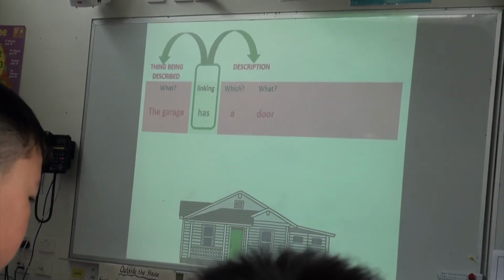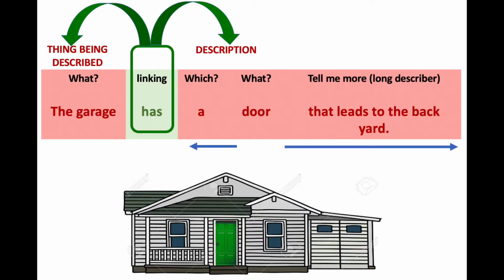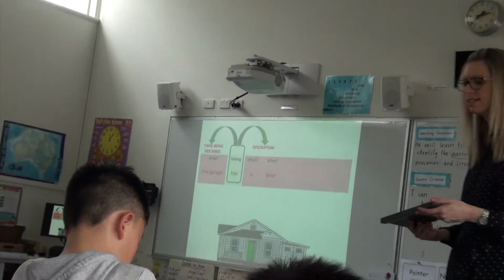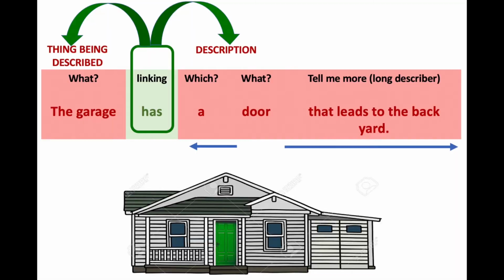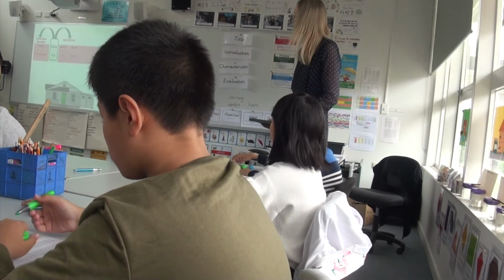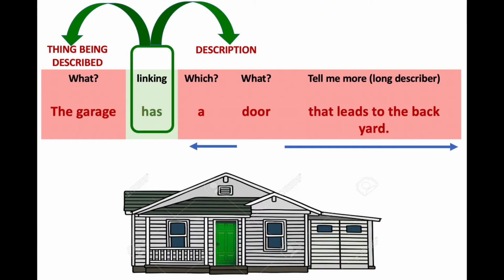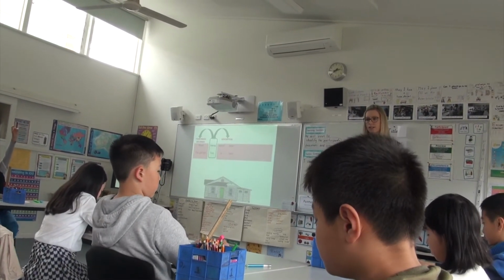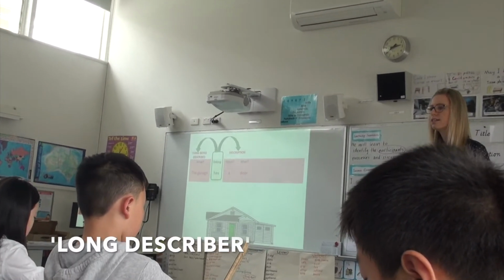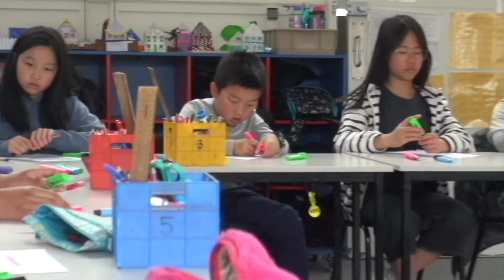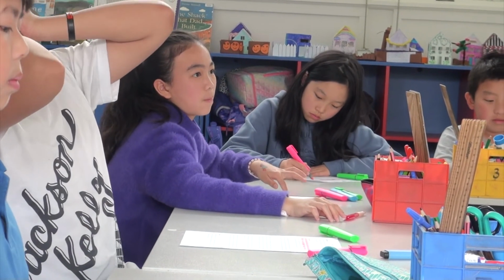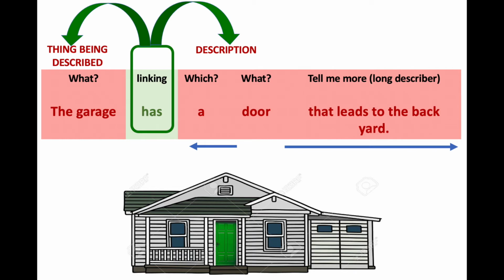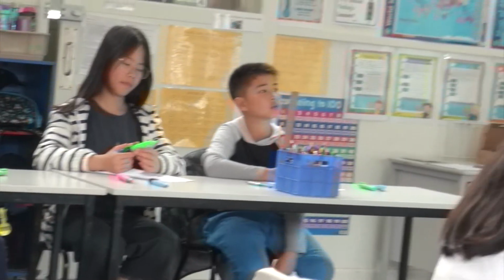Excellent. Jerry, can you read the next sentence for us from your page? The garage has a door that leads to the backyard. And what does the garage have? It says it has. The garage has. What does it have? Ling, what does it have? It has a door. Is there any more information? Can you tell me more about that door? Selena. That leads to the backyard. So the door, and that leads to the backyard. So this is also part of our description.